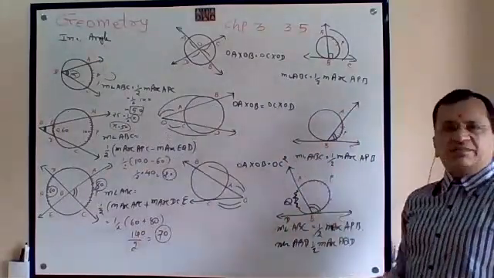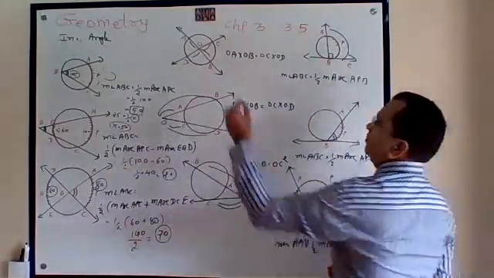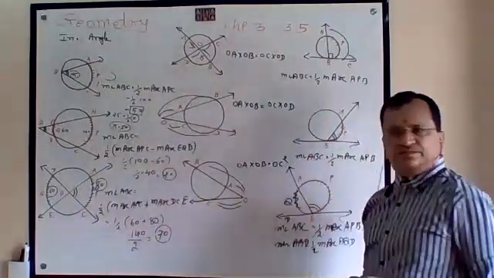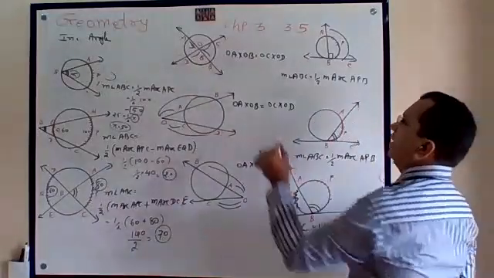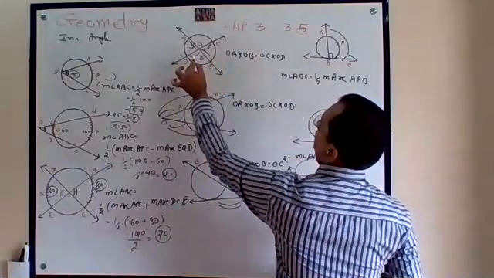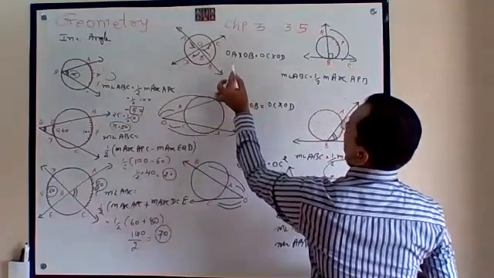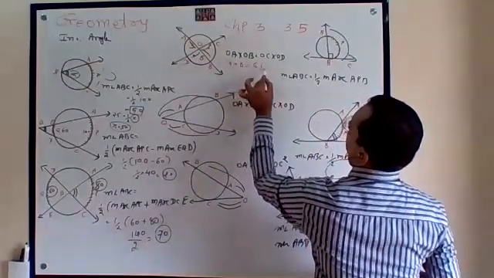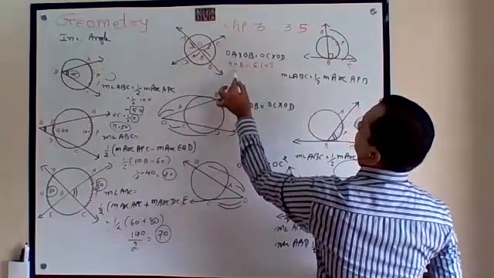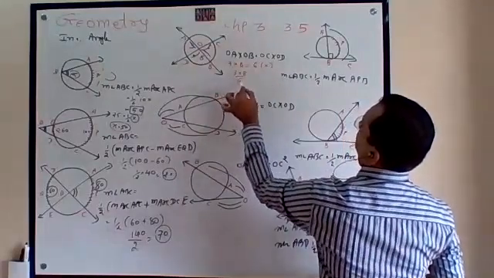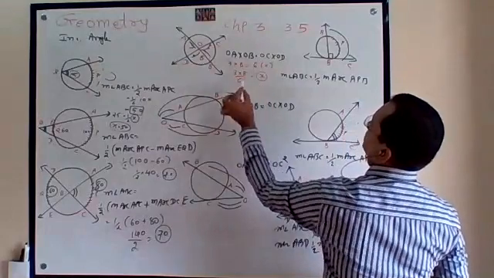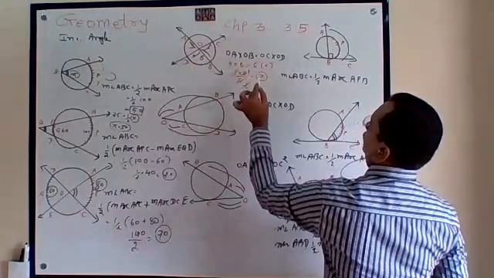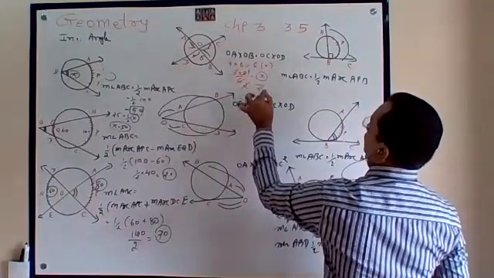Now segment-wise. Suppose it is given 3 and it is given 8. Now this is given 6 and find out this. So as per our formula, 3 into 8 is equal to 6 into x. So 3 into 8 divided by 6 is equal to x. 3 twos are 6, 4. So x is equal to 4.